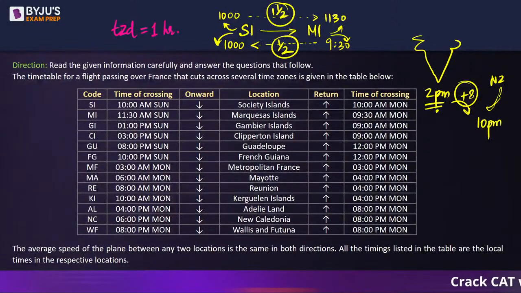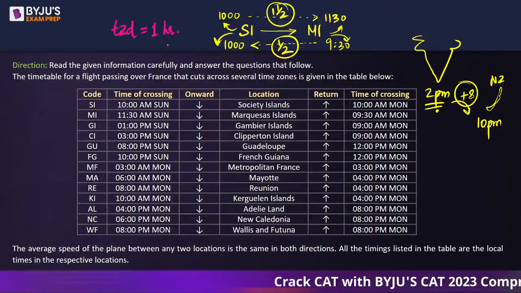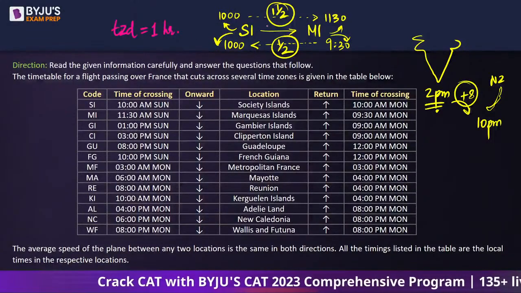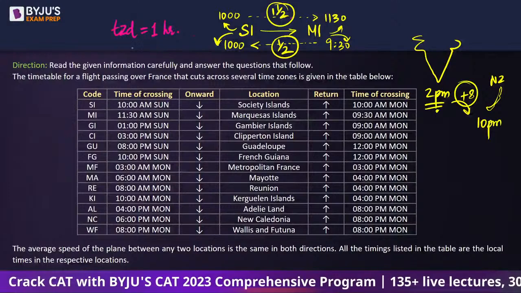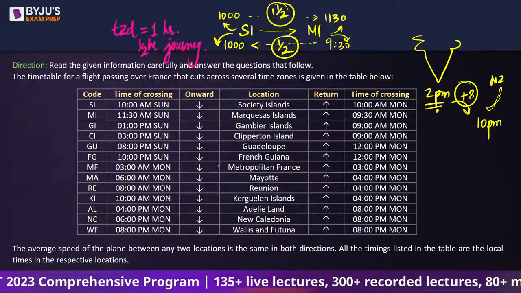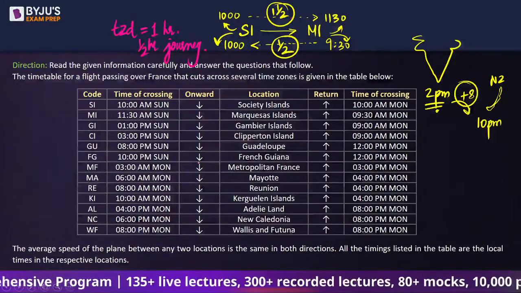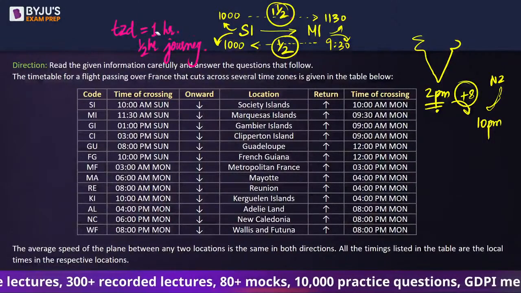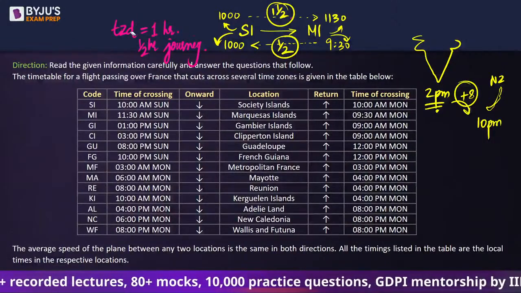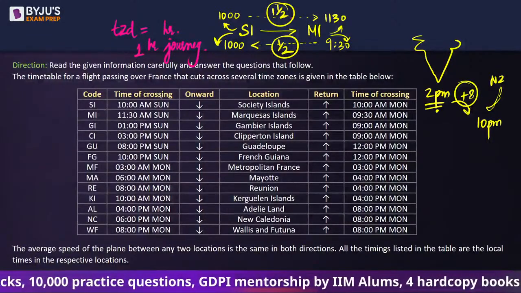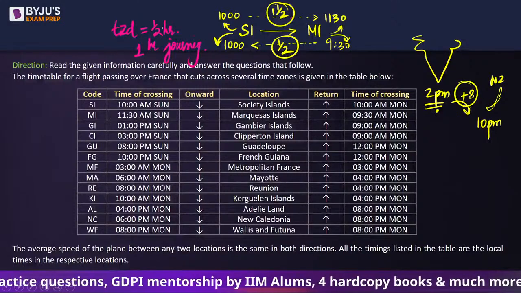Now, if SI is at 10 o'clock and MI is at 11:30, तो अगर आपको 1 घंटा टाइम जोन डिफरेंस है, but it says 1.5 hours, so can we say this is half an hour journey only? जर्नी आधे घंटे का है, सॉरी, जर्नी 1 आवर का है, journey is 1 hour, but time zone difference is half an hour.